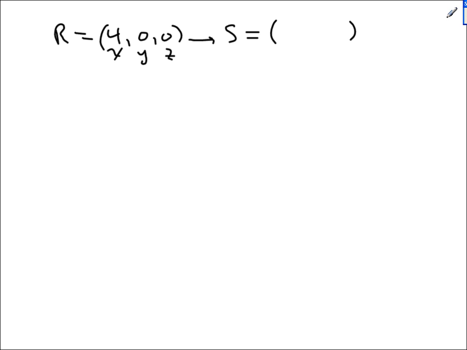Okay. Now we're going to go from rectangular to spherical. The rectangular is 4, 0, 0. X, Y, Z. And we want to go to spherical, which is, see if I remember, it's rho, theta, and phi.